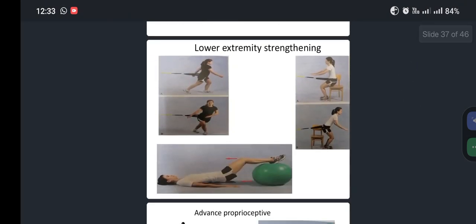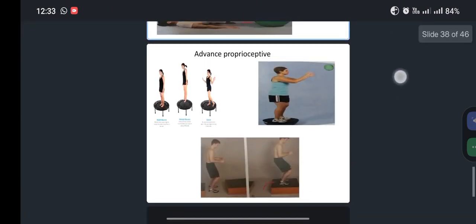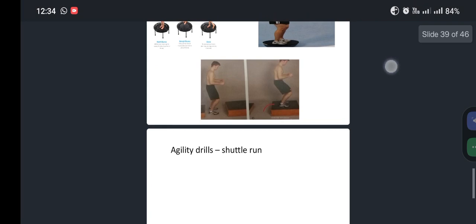Advanced lower extremity strengthening can include resisted walking forward and lateral, resisted sitting in the chair and resisted standing up from the chair. Then hamstring curl with bridging on a Swiss ball can be given. Advanced proprioceptive training can be given, that is unstable platform ball throwing and catching, mini trampoline bouncing and box jump, as we discussed earlier.